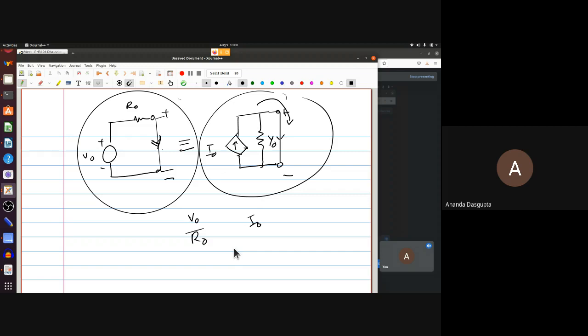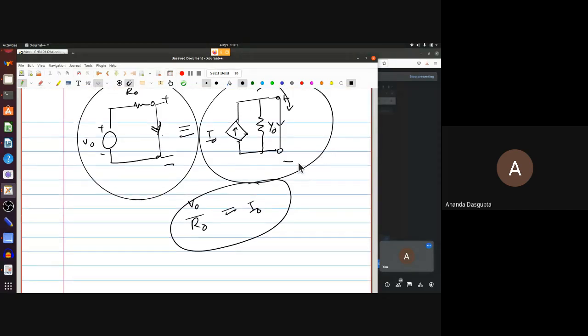Now, if these two are equivalent, if the one is equivalent to the other, then it means that if you were to do the same thing to their outputs, you should get the same result. So put a short across both outputs, you should get the same current, so you must have this. So this is the connection between this voltage V naught, R naught, and this current I naught. Okay. So that's one part of the equivalent circuit done.